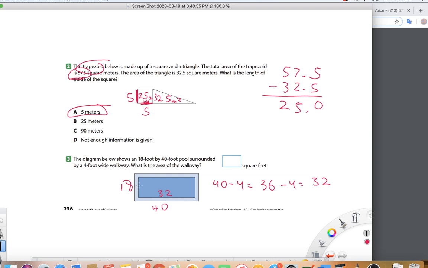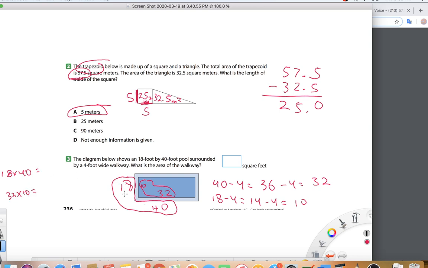Now this height, we got to subtract 4, and then 4 again from this whole 18. So we're going to subtract 4 for the first time, and we get 14. Then subtract 4, and we get 10. That means this height would be 10. So now we're going to subtract the area of this rectangle's measurements minus the area of this rectangle's measurements. So we're going to do 18 times 40, and then 32 times 10.